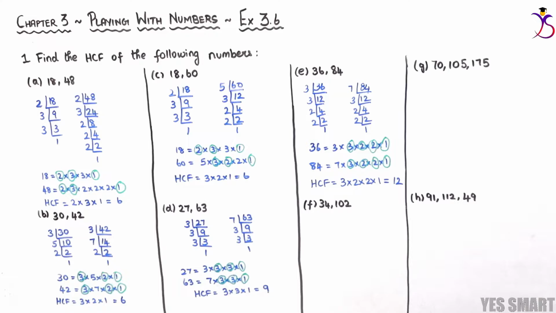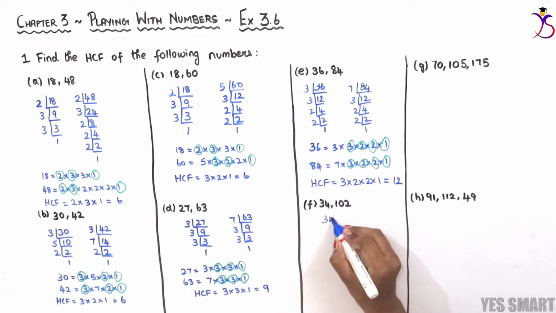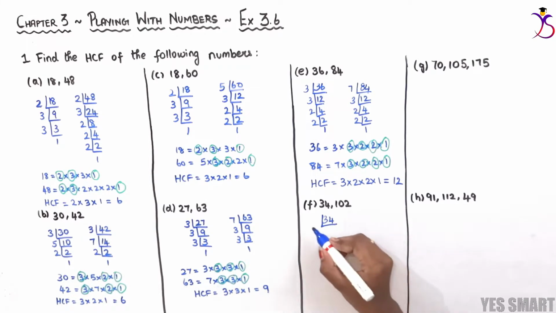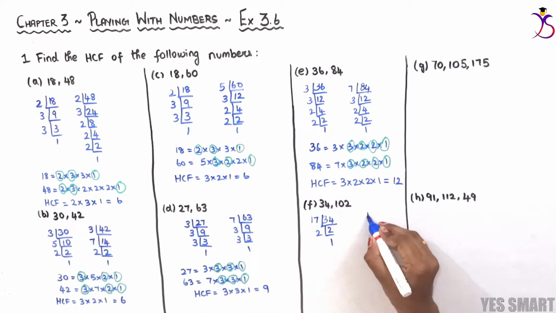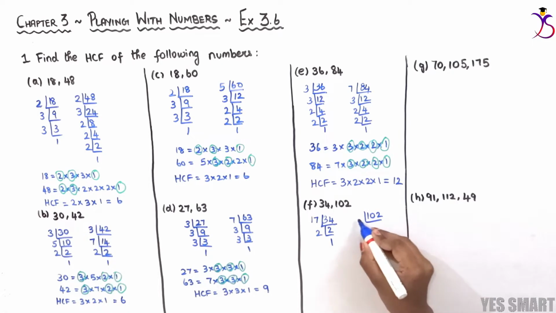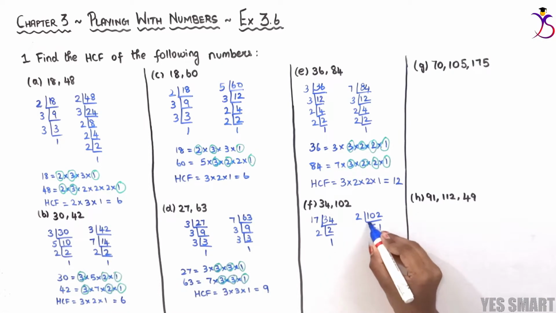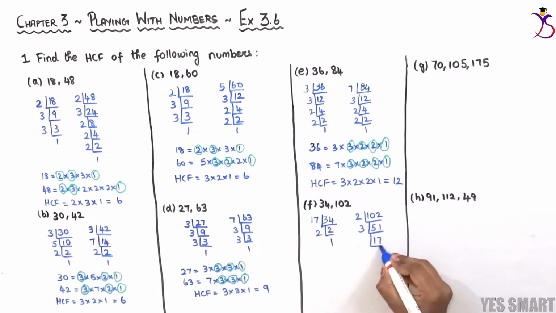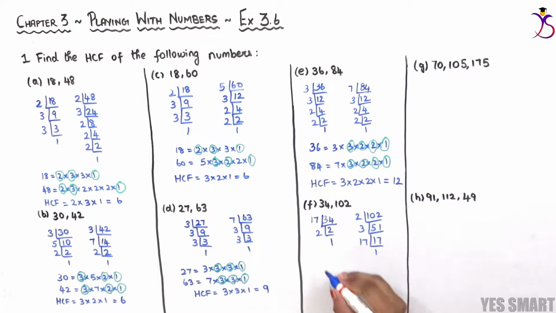Now let's move on to the F sum. 34. 17 2s are 34, 2 1s are 2. And now 102, 2 51s are 102, 3 17s are 51, and 17 1s are 17. 34 equal to 17 into 2 into 1. For 102, 2 into 3 into 17 into 1.